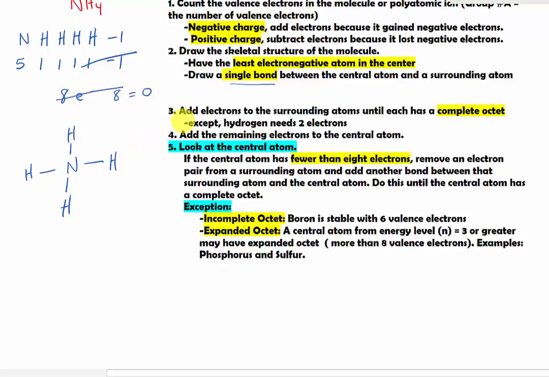Go to step 3. Add the electrons to the surrounding atoms until they have an octet. Remember, hydrogen only needs 2, so they already have an octet. Okay, so they're already stable. We have all the hydrogens stable. Step 3 is done. And then step 4, add the remaining electrons to the central atom. We have no more electrons left because we used 8 of them already, so there's nothing there. Now, step 5, look at the central atom. If the central atom has fewer, no. In this case, the central atom already has 2, 4, 6, 8. So it's already stable, and basically we are done. In this case, all we need to do is show that this is now an ion.